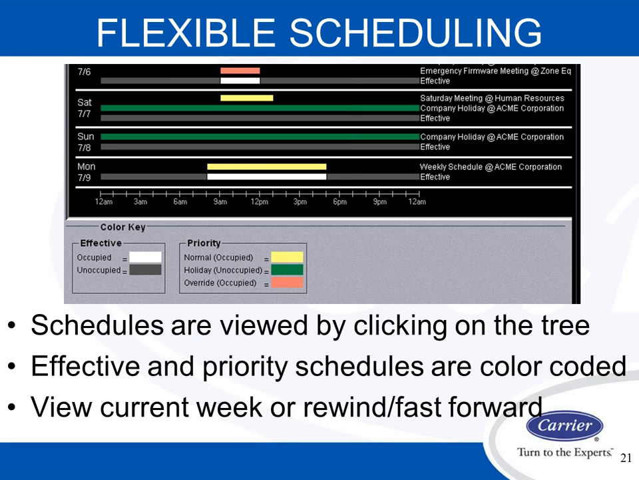Schedules are viewed by clicking on the appropriate building, the area, or the controller in the navigation tree. The schedule priorities are color-coded, and resulting schedules can be easily identified. The interface also allows the user to rewind or fast-forward to view schedules from different weeks throughout the year. So if you do have schedules that are based on a date range, you can simply go to that and see what the occupied and unoccupied times would be.